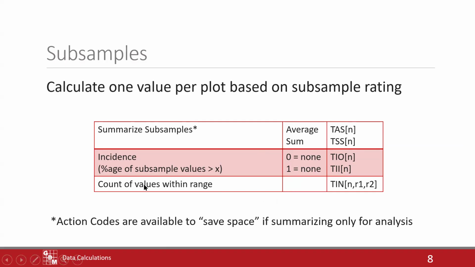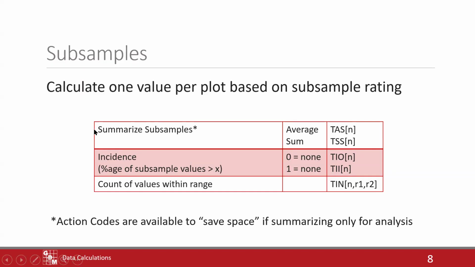And if you need kind of a more custom calculation, you can count up the number of subsample values within a certain range. So if there's some other way you want to classify, maybe you have different groups, classifications that you'd want to group together and count how many were from 10% to 50% or whatever. You can kind of create some custom ranges that way with TIN.